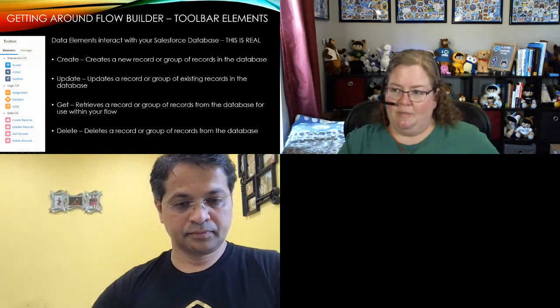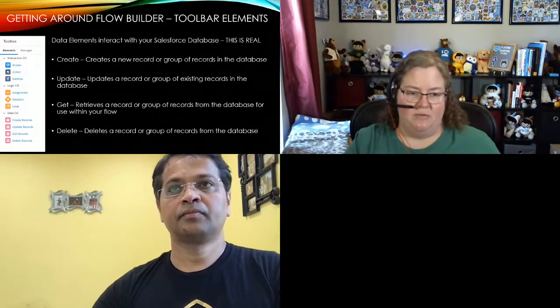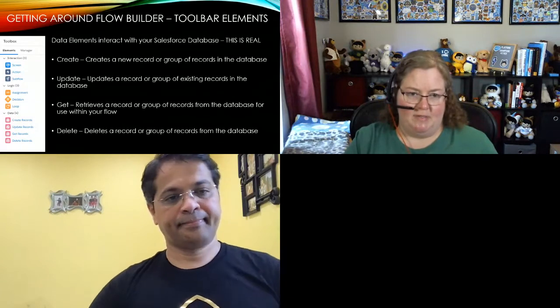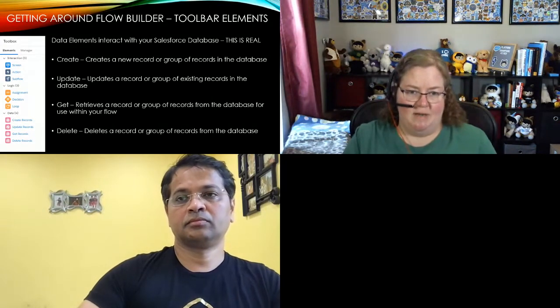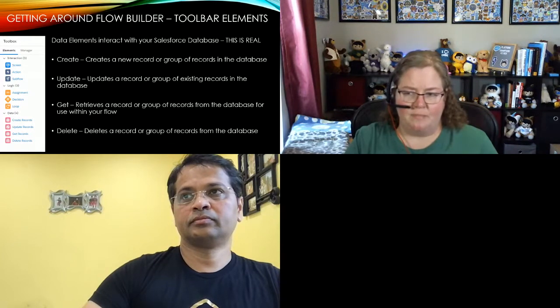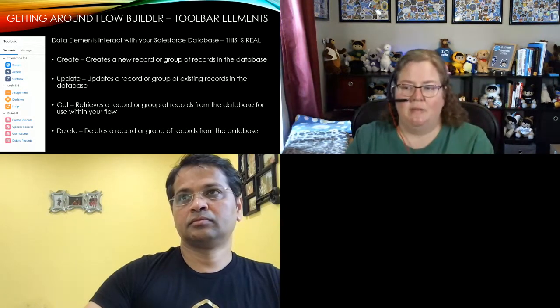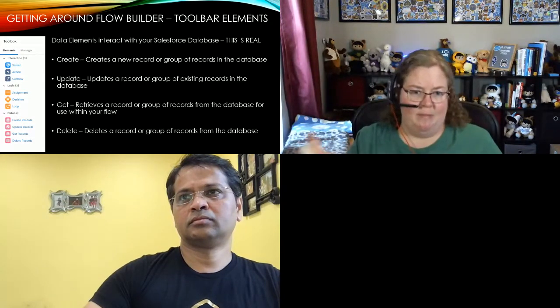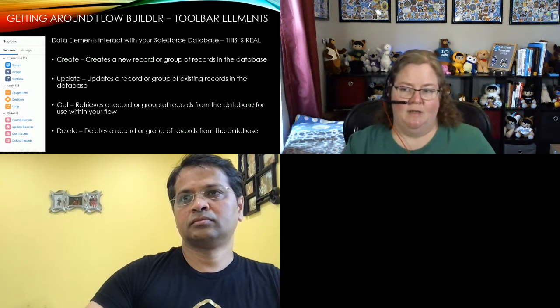Okay, so the data elements are what interact with your Salesforce database. This is where it gets real. So if you need to make a new record or group of records in the database, so let's say I want to create a new account, I'm going to use a create record. If I have an existing account in the database that I want to make a change to, I'm going to use an update element, because it's going to go find that record and say, okay, you see what's in this field, overwrite it with this other value. And to be able to do that, I'm going to use a get records that says, this is the account I'm looking for. It's named Acme Inc. Go find it in my database. And then I'm going to take that, I'm going to find the address, and I'm going to update it and use that update then to change the address.